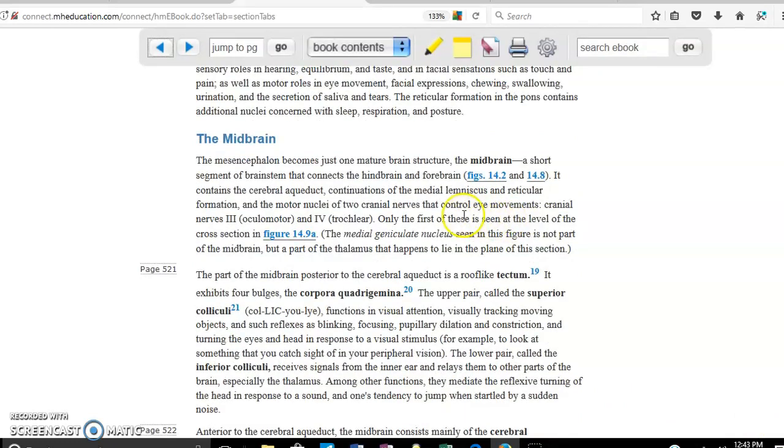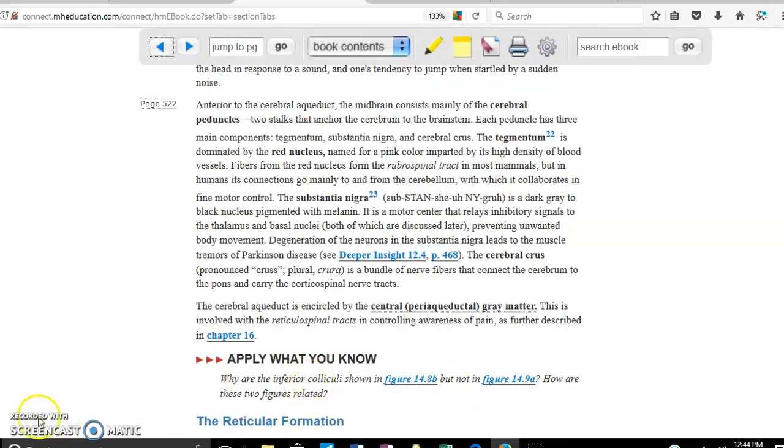Midbrain is related to cranial nerve number 3, oculomotor. Cranial nerve number 4 is going to be trochlear. Both of them are for eye movement. So these two are very important for functions that relate to the eyes, such as, for example, in here it says control of eye movement, blinking, focusing, pupillary dilation and constriction. So that's about it for the brain stem.